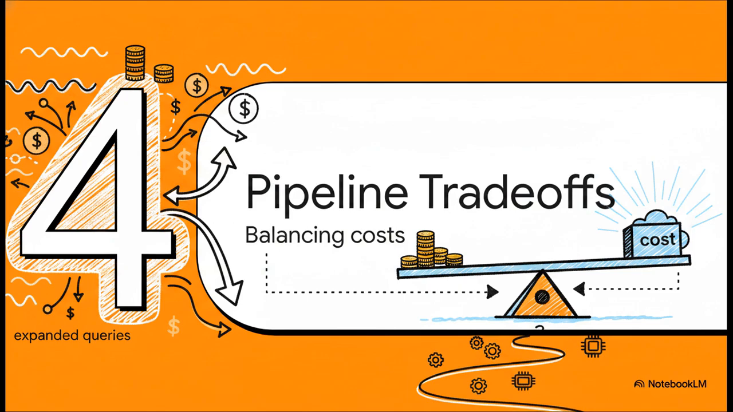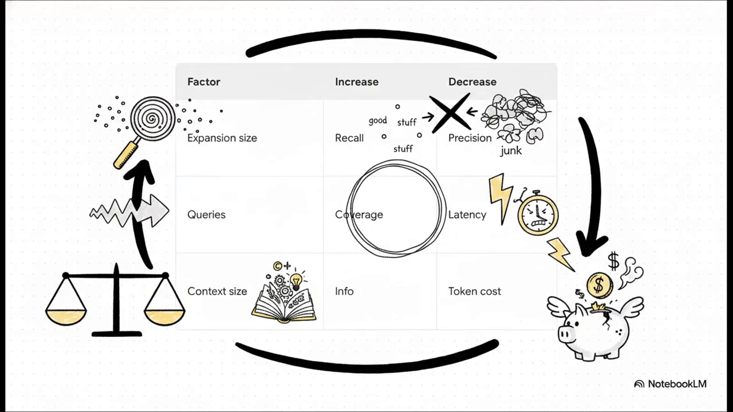Now on to Section 4, balancing pipeline trade-offs. Because look, in a production environment, this multi-step journey definitely comes with a cost. It's a really delicate system balance. Pushing your expansion size definitely increases your recall, but it actively decreases your precision by pulling in a bunch of junk. Increasing the number of queries boosts your coverage, sure, but it spikes your system latency. And giving your LLM a massive context size means more info, but your token costs are going to completely skyrocket.